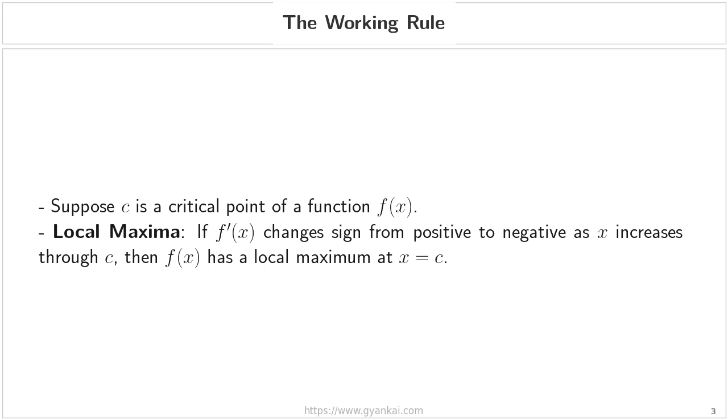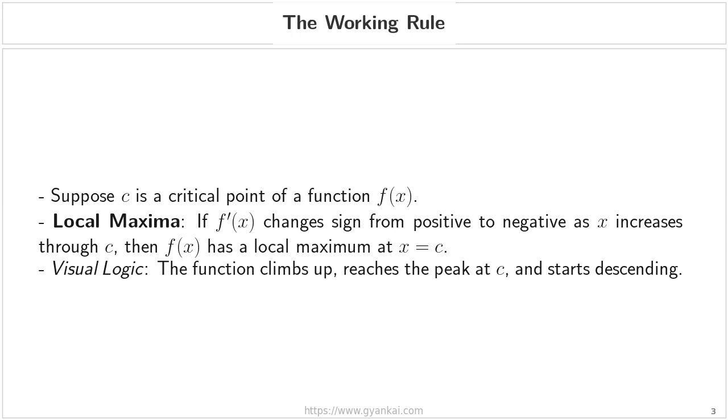If the first derivative, f prime of x, changes its sign from positive to negative as x increases through the point c, then the function f of x has a local maximum at x equals c. To understand the visual logic here, imagine you are hiking. The function climbs upward, reaches its peak at c, and then starts descending.